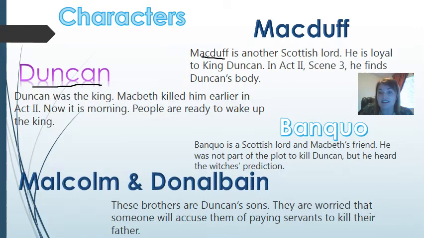Macduff is another Scottish lord, and he's loyal to King Duncan. He is the one that finds Duncan's body. Banquo is a Scottish lord and Macbeth's friend. He's not part of the plot to kill Duncan, but he heard the witch's prediction. And Malcolm and Donalbain, these brothers are Duncan's sons. They're worried that someone will accuse them of paying servants to kill their father, so they can have the throne.